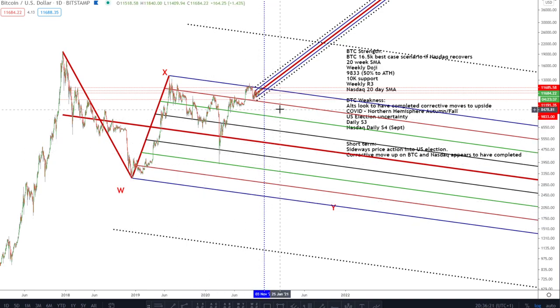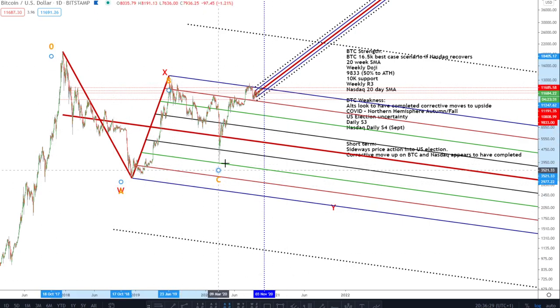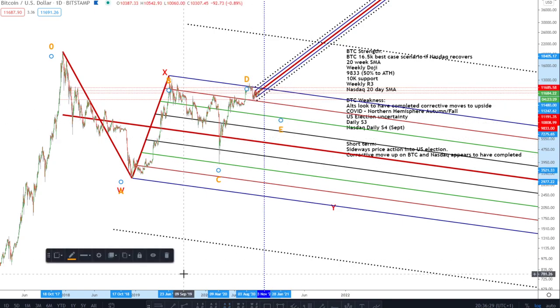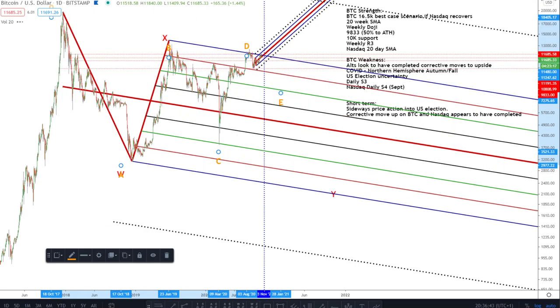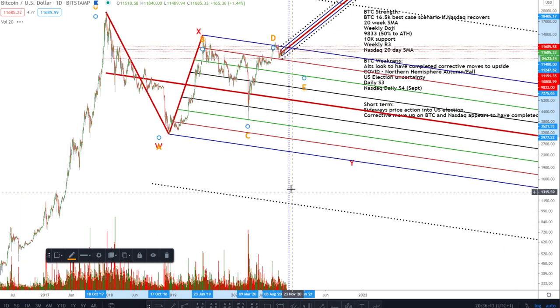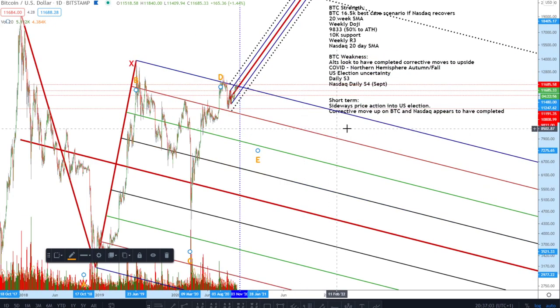The triangle is still a viable count: A, B, C, D, and E, and then up from there. It's still viable because you've still got those corrective waves since your high here. The only problem I have with that is the volume profile. You'd expect a descending volume profile throughout, and you get this spike here, which completely ruins it. That doesn't mean it can't be a triangle. I've seen many triangles still play out despite an irregularity in the volume profile, but it puts me off it a little bit.